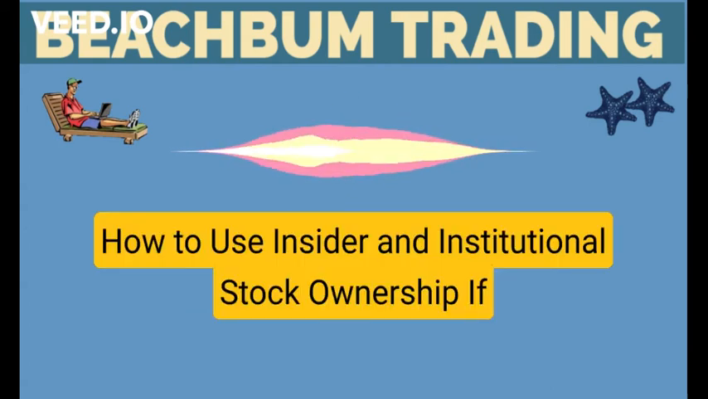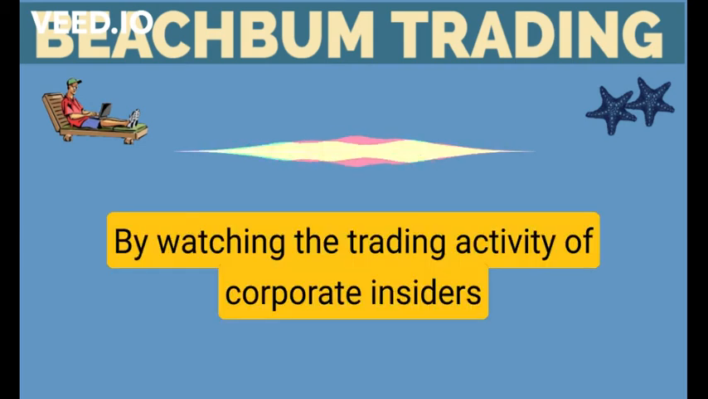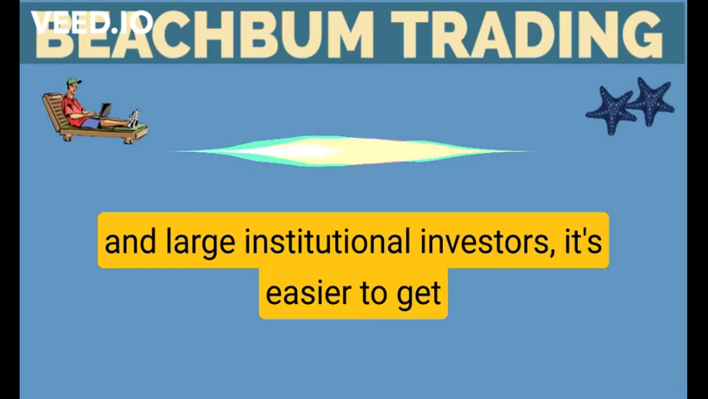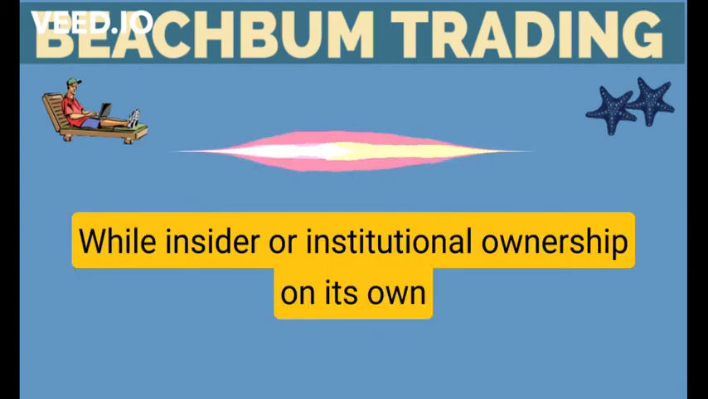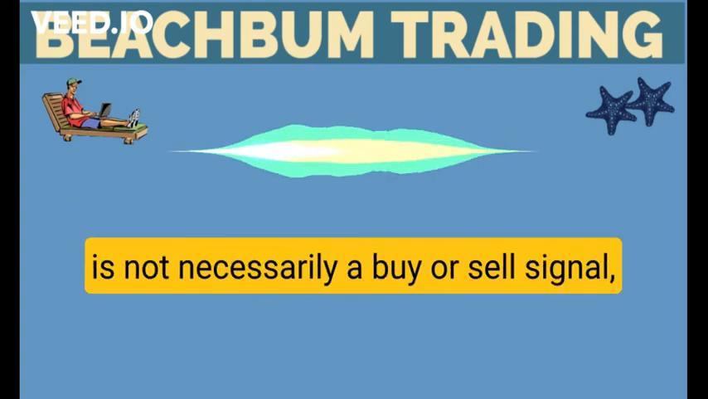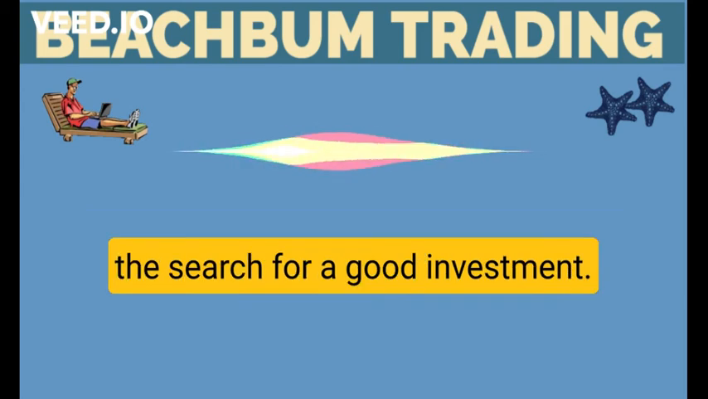Section 5. How to use insider and institutional stock ownership. If you're an investor, it pays to know what the company's owners and most important shareholders are doing. By watching the trading activity of corporate insiders and large institutional investors, it's easier to get a sense of a stock's prospects. While insider or institutional ownership on its own is not necessarily a buy or sell signal, it certainly offers a handy first screen in the search for a good investment.